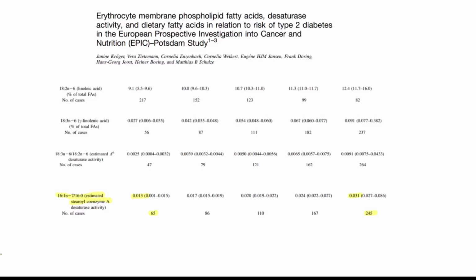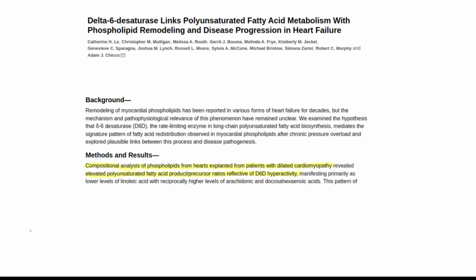And so these desaturase indexes are very predictive of oncoming diabetes. If that wasn't enough, here's delta 6 desaturase linking polyunsaturated fatty acid metabolism with disease progression and heart failure. You can see compositional analysis of phospholipid from hearts explanted from patients with dilated cardiomyopathy revealed elevated polyunsaturated fatty acid product to precursor ratios. Remember, we talked about what that means. Reflective of D6D hyperactivity. People with heart disease have high D6D activity.